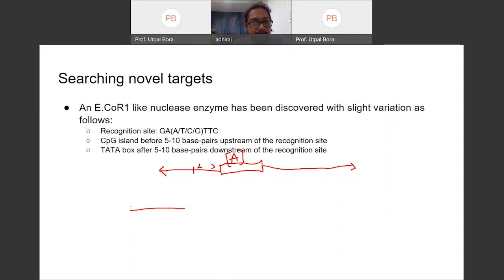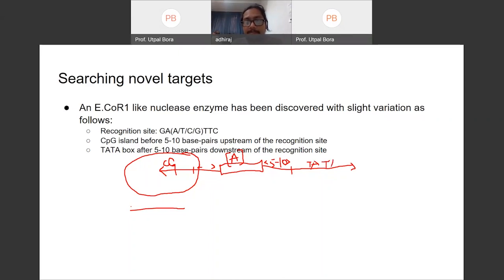Then we have CpG island. That means CG like that. CG like that. This whole thing is GC. The same way we have some sequences here, which is from 5 to 10 length. We don't know what it is. And then we have TATA box, TA like that. My handwriting is so bad. So anyway, this is how the problem is.